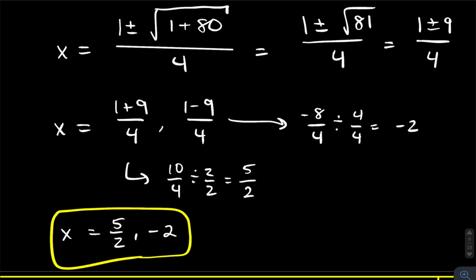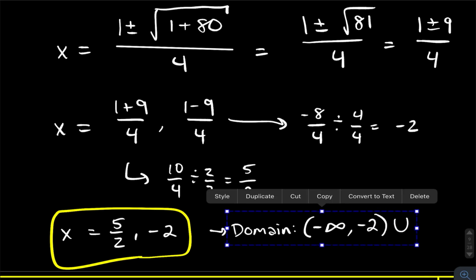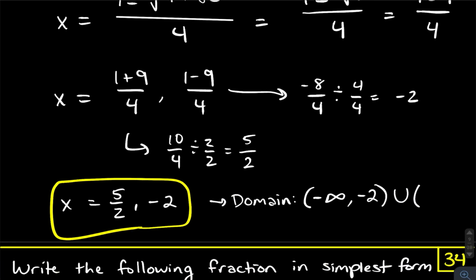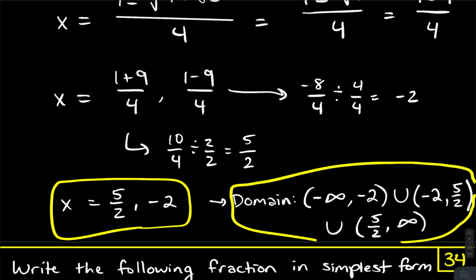And so, if we want to write our domain here, let's start from negative infinity and see where we make our first stop. Well, negative 2 will come before 5 halves, right? And so we'll stop at negative 2. And we won't include it because negative 2 is not included in our domain. We're going to put a union, right? We're including another point, right, in our domain. And that's going to be starting at negative 2 and going to 5 halves. And that's going to be in union with starting at 5 halves and ending in infinity. And then there you go. That's your domain.